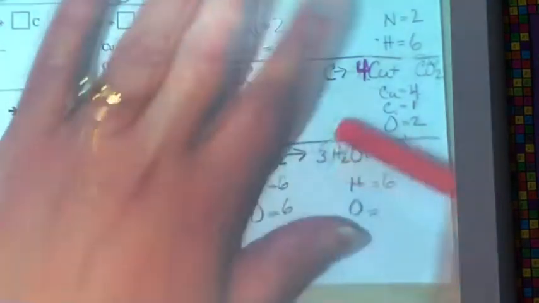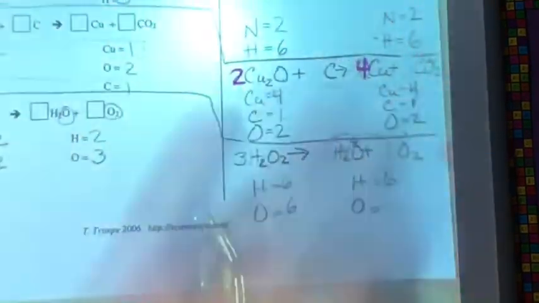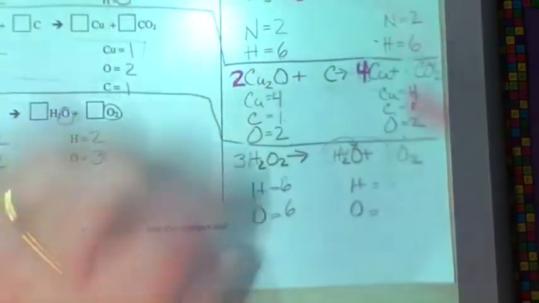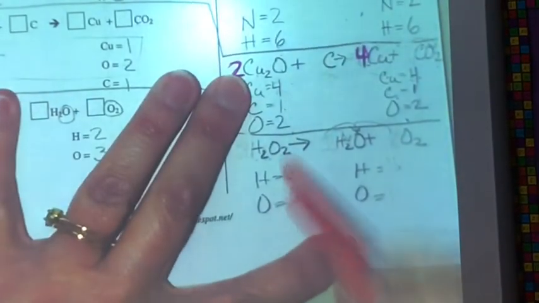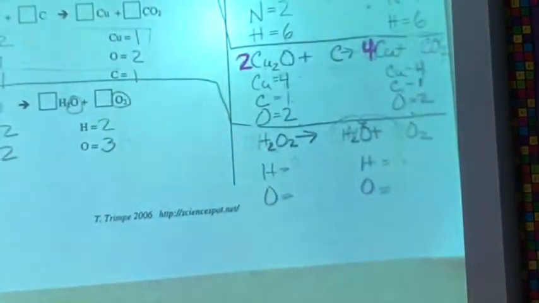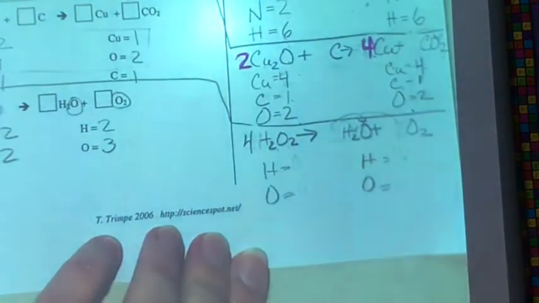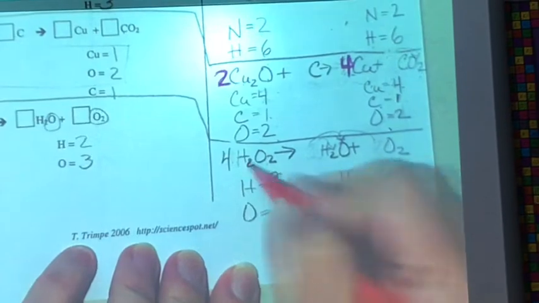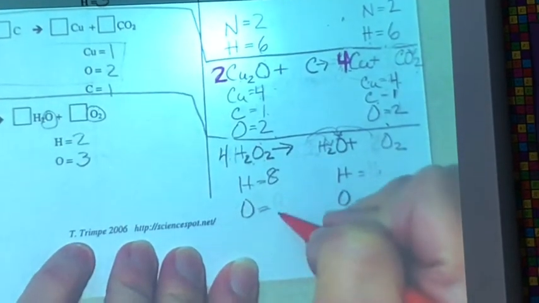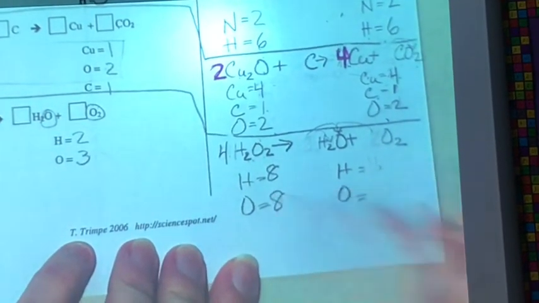Not going to work. So now I'm thinking I probably need an even number. Because of this O2, I need to find a way to get an even number in here. So I'm going to try 4. Okay, 4 is going to give me a nice even number. 4 times H2 is going to be 8. 4 times O2 is going to be 8, right? 4 times 2 is 8.